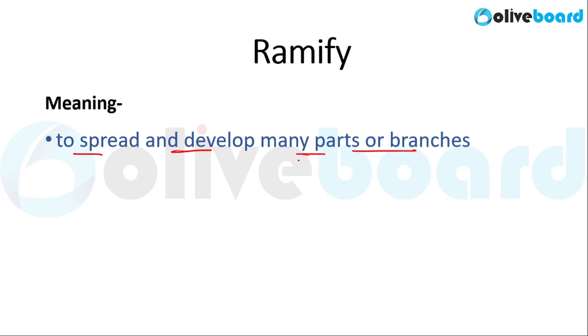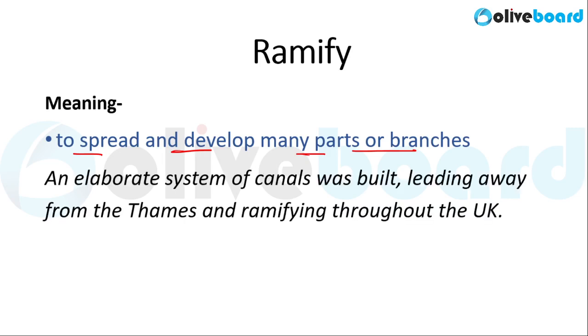Now, let us look at a sentence and try to understand this word ramify better with the help of that sentence. The sentence that is given to us says, an elaborate system of canals was built leading away from Thames and ramifying throughout the UK. So, ramifying here is being used as a verb and it means that this elaborate system of canals was spread and developed in many parts or branches throughout the UK.